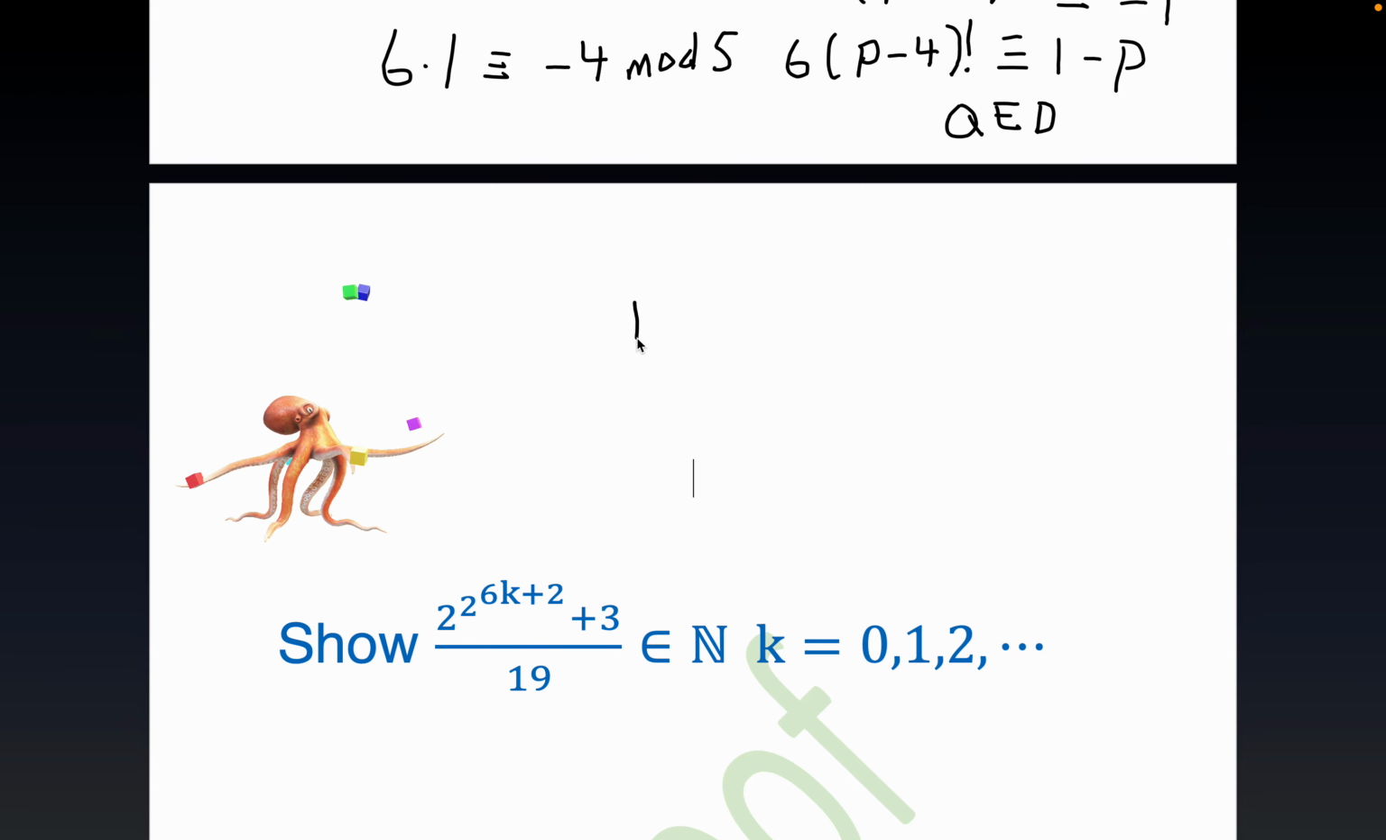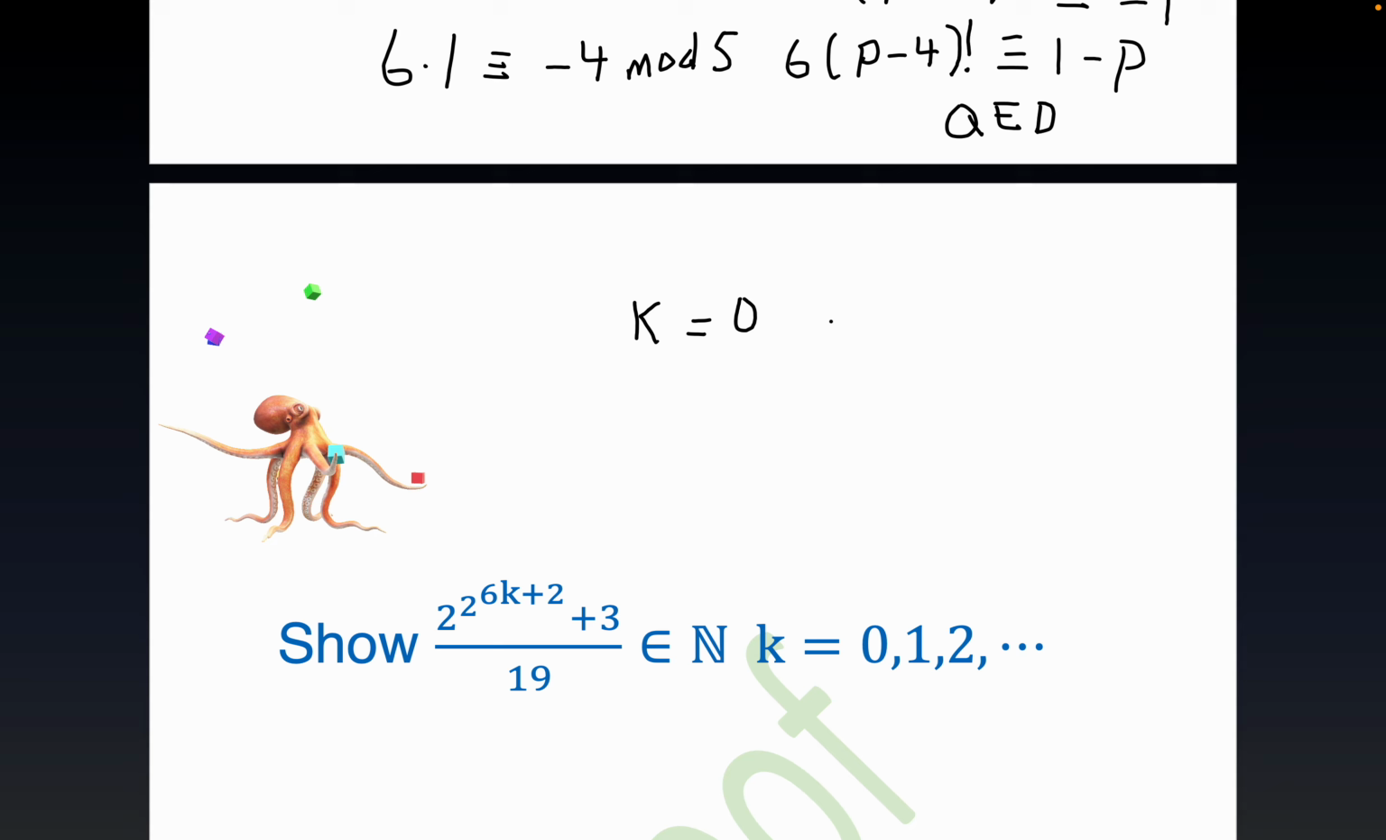Before we get started on this one, the k equals 0 case. We're supposed to show a very large quotient here is always going to be resolved to a natural number. So k equals 0 is easy to see. K equals 1 is already a pretty big computation.